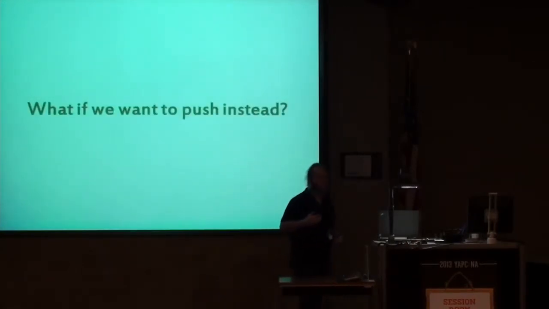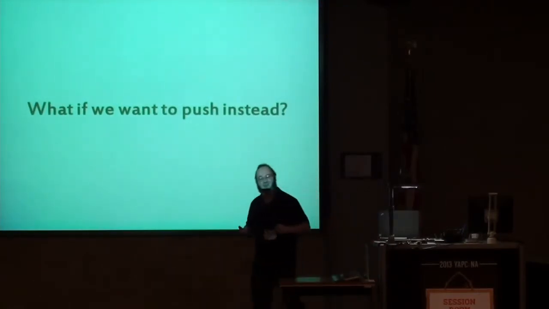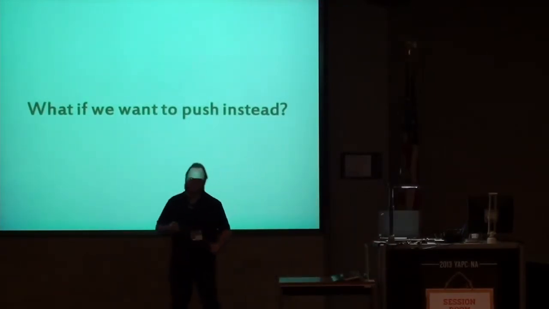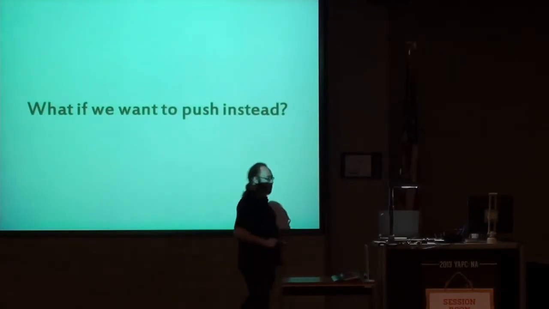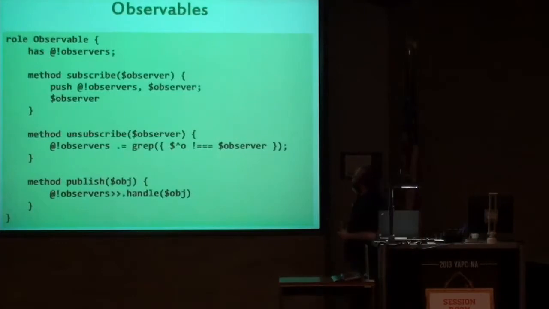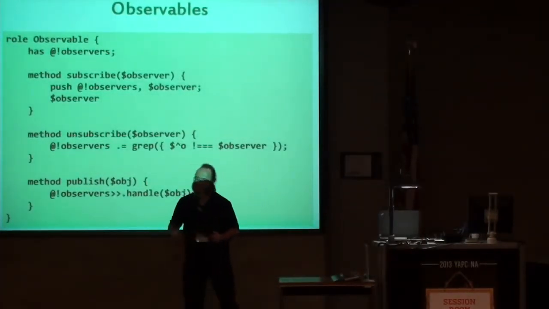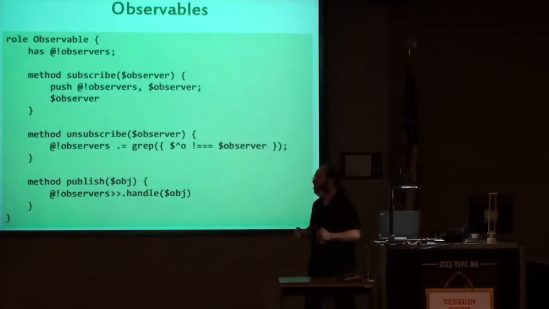But the question is, what if we wanted to push instead? What if we're doing something more asynchronous, and we want to push data instead of pull it through pipelines like this? Well, that's what an observable is. So let's write a little observable role. There's not much to it.